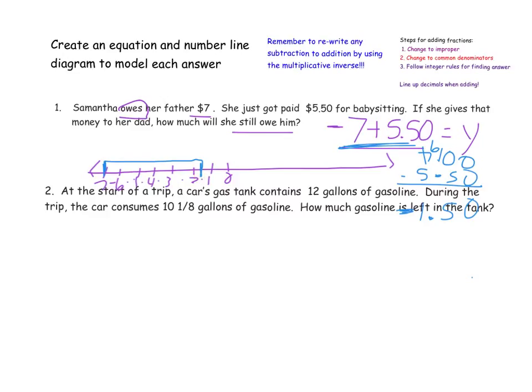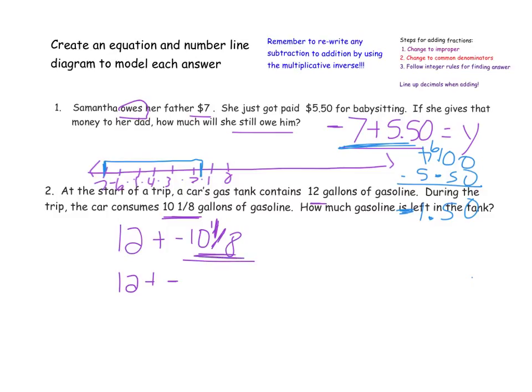At the start of a trip, the car's gas tank contains 12 gallons. During the trip, it consumes 10 1/8 of a gallon. So we know we have to take away that. But when we take away, what we're really doing is adding the opposite. So now we have this fraction. So we have to keep the 12 for right now, plus negative.